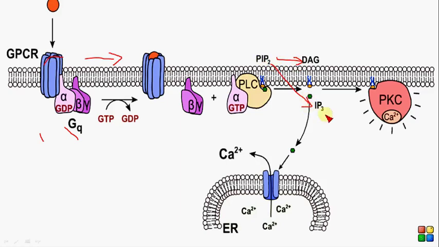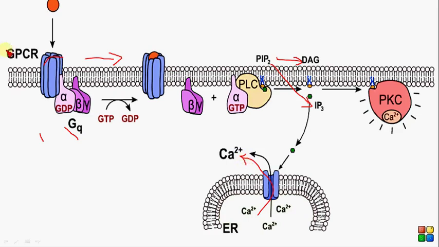So what happens here? IP3 or inositol triphosphate moves to the endoplasmic reticulum and activates the IP3 mediated calcium channels. And these calcium channels open and calcium is released from the endoplasmic reticulum into the cytoplasm or cytosol.